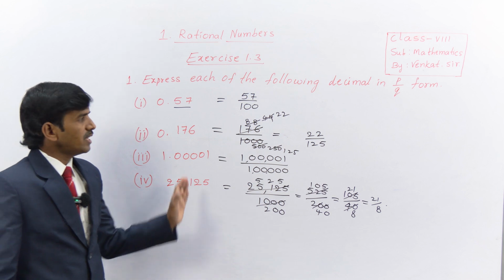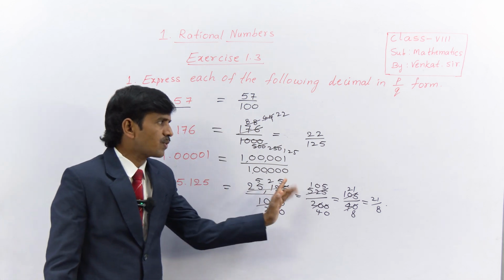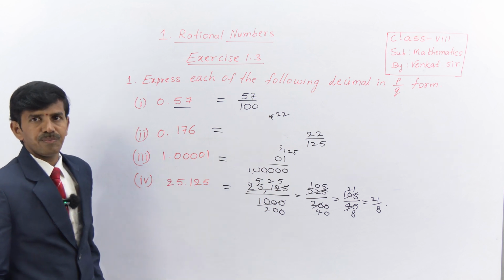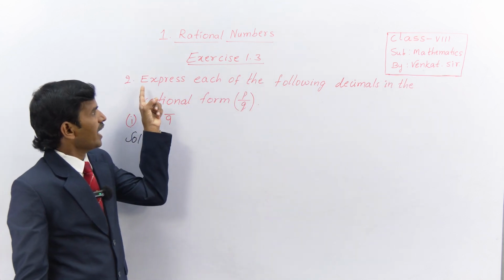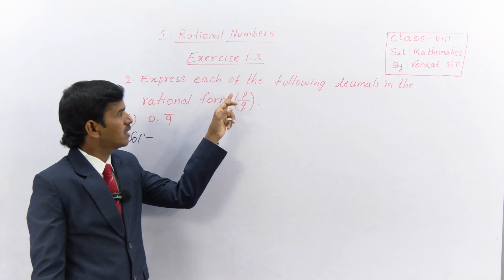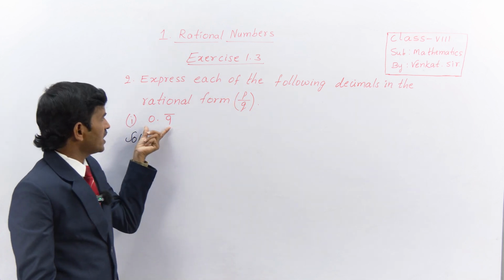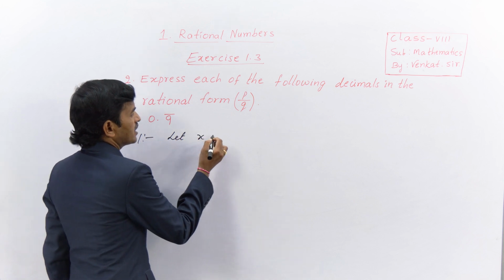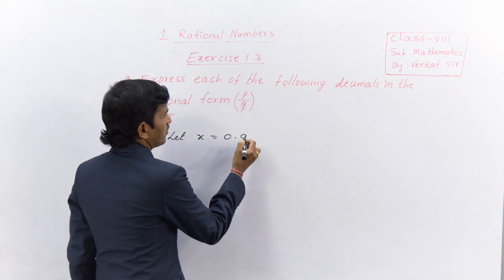So where there is a chance to convert into simplest form, we can convert into simplest and write it as p by q. What is the question? Let us observe that. Express each of the following decimals in the rational form, that is p by q form. What is the decimal given here? 0.9 bar. That is, let x is equal to 0.9 bar.